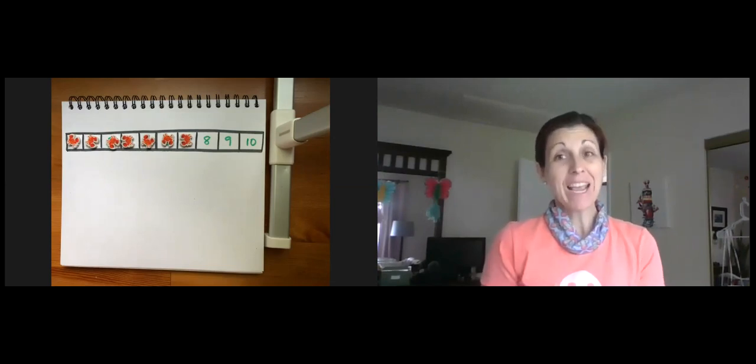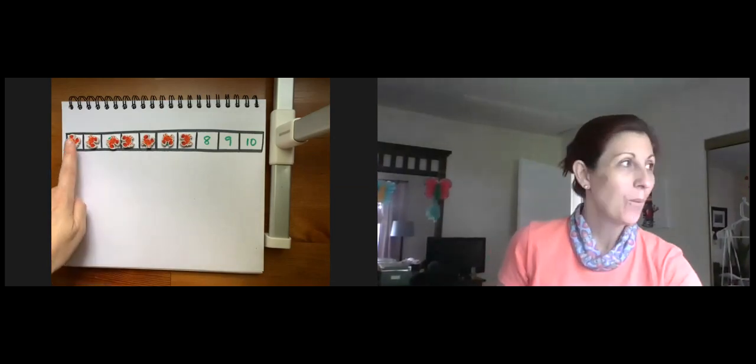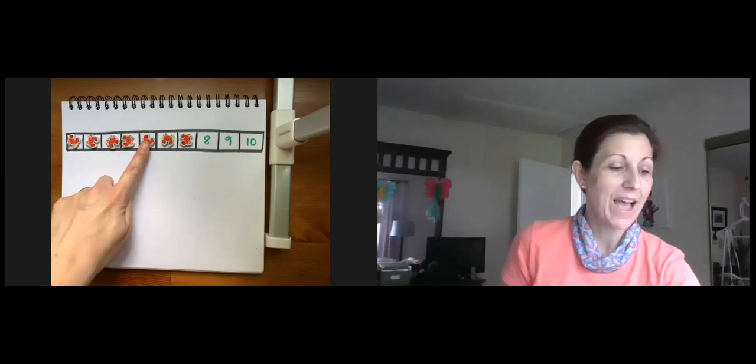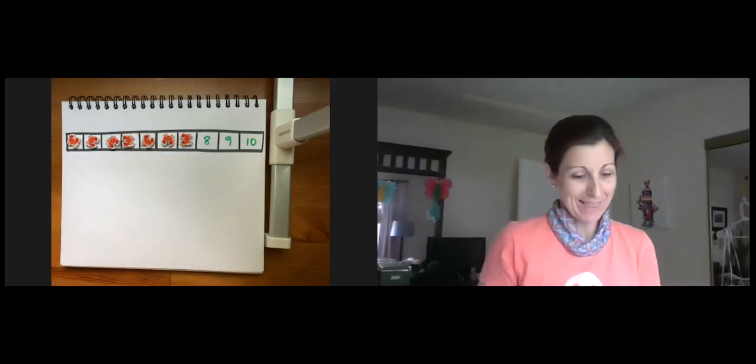No! First she ate 5, then 2 more, so we need to combine the quantities and see that she ate 1, 2, 3, 4, 5, 6, 7 crabs all together. Don't get that mixed up.